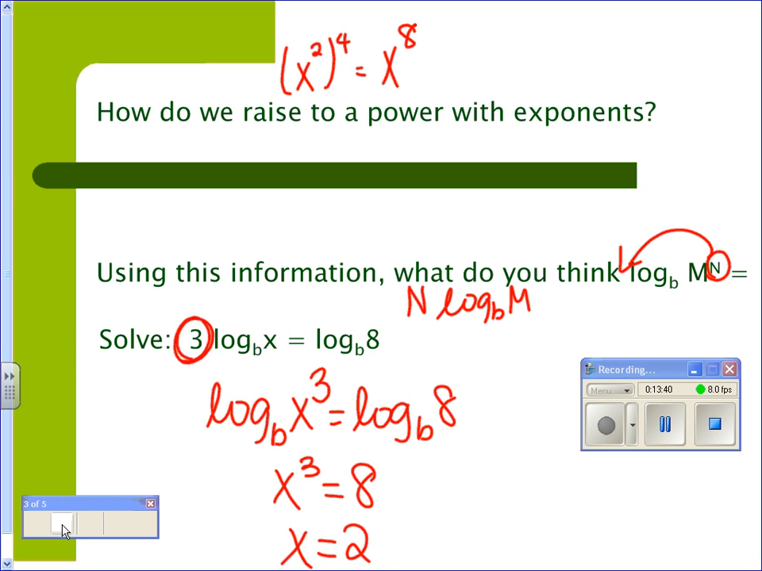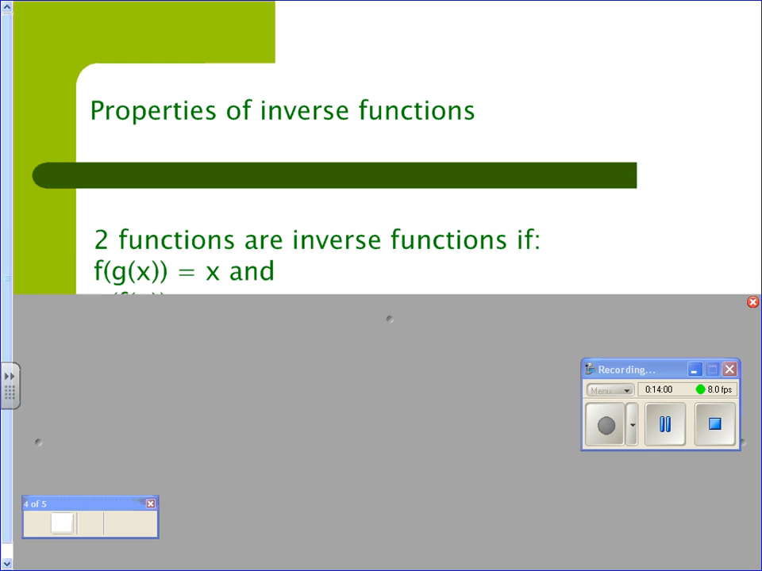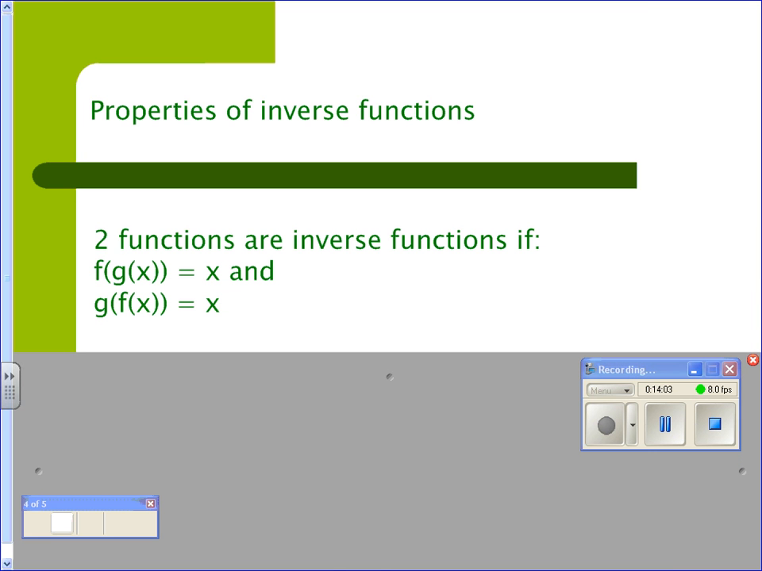Okay. All right. Looking at inverse functions. On your project, this is dealing with the very last question. You were supposed to draw a conclusion about the composition of inverses. Two functions are inverse functions if f of g of x equals x and g of f of x equals x. If when you compose the two, the normal function and the inverse, they both equal x, they are inverse functions.